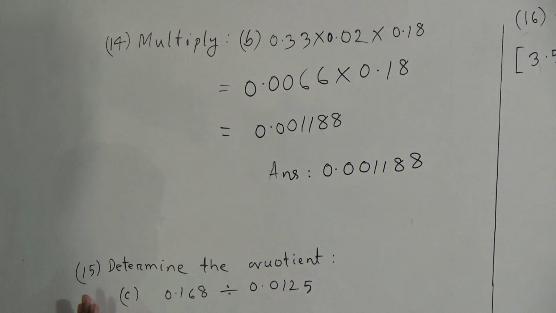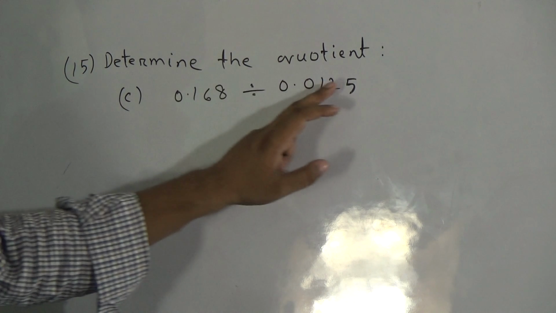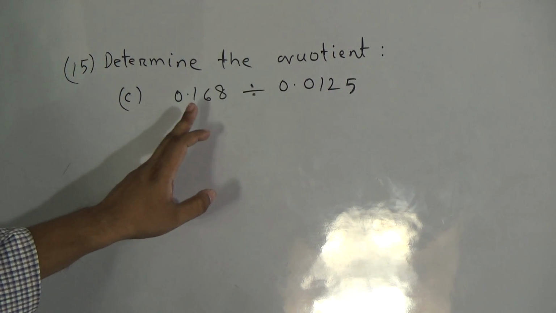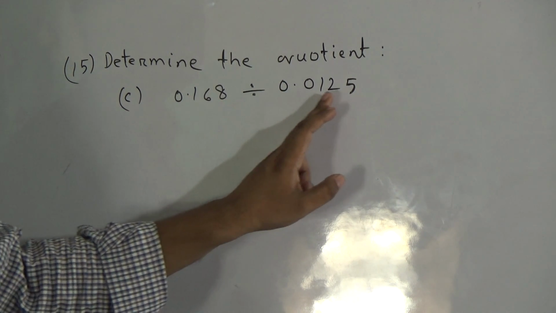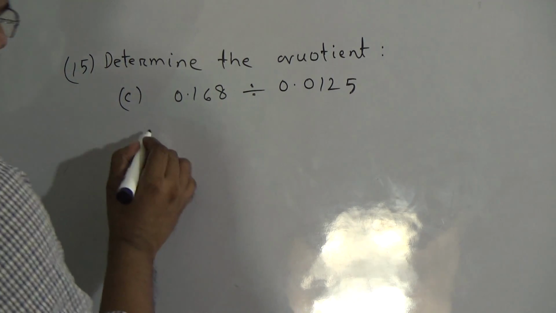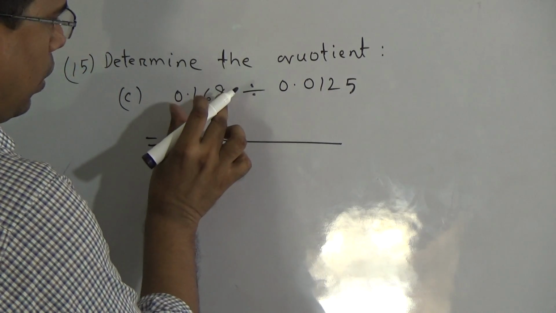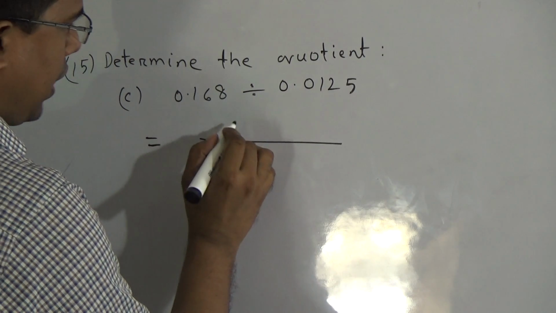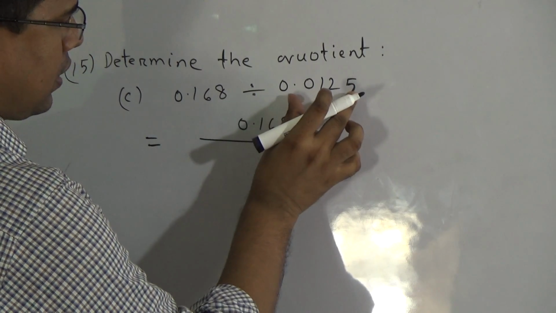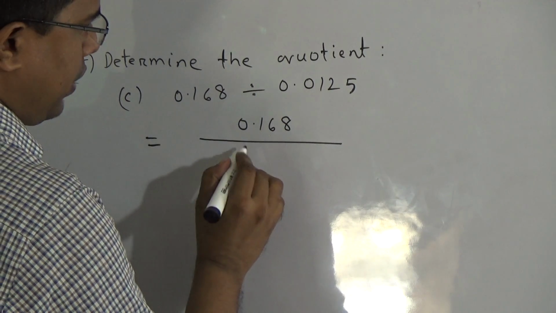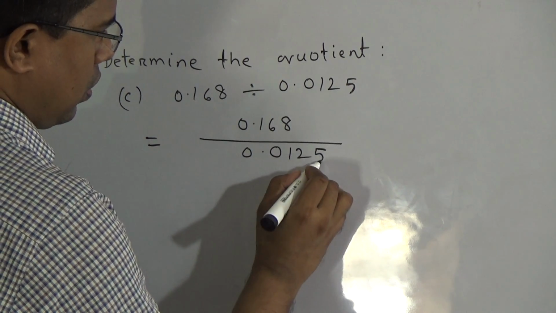Now dear students, we will solve question number 15, sub number C. Here we have to determine the quotient. That means we have to divide 0.168 by 0.0125. At first we will write this division in the form of a fraction. That means we will write 0.168 in the place of the numerator, and this number 0.0125 in the place of the denominator.